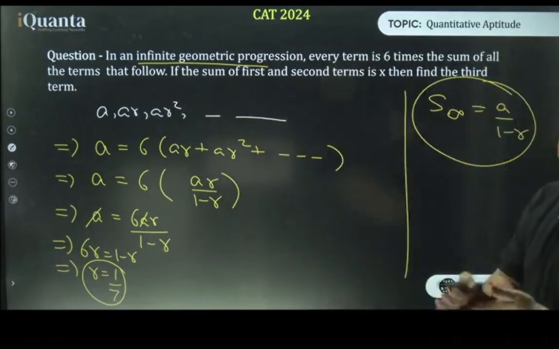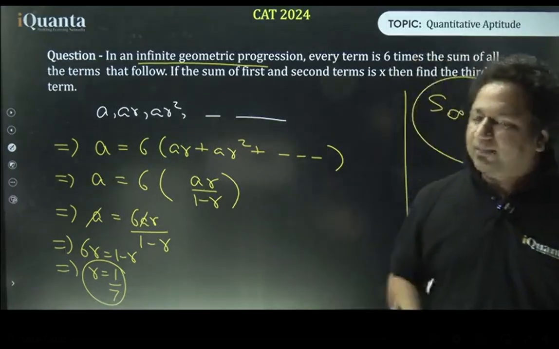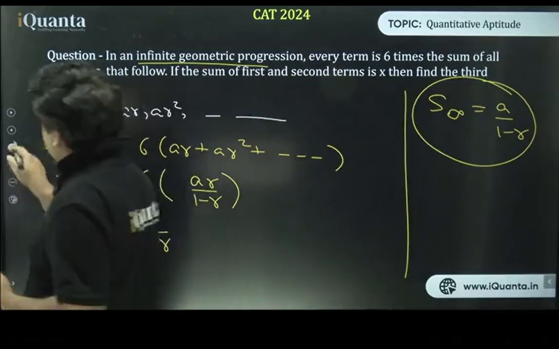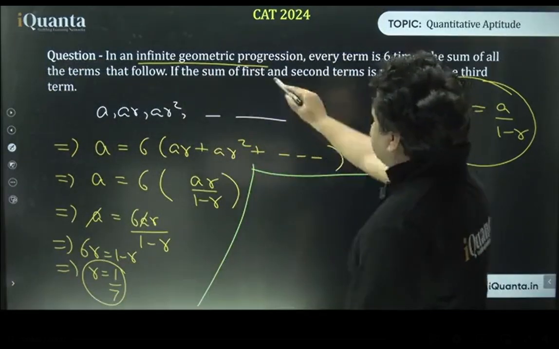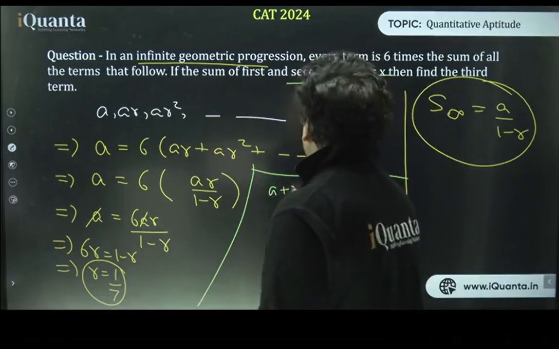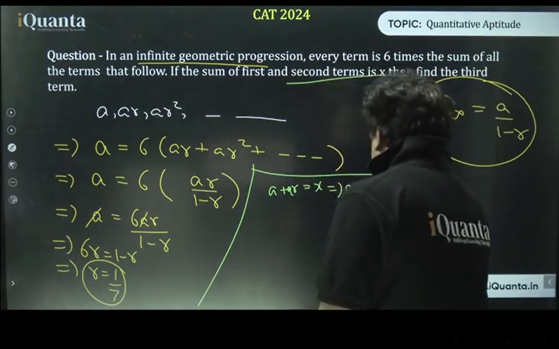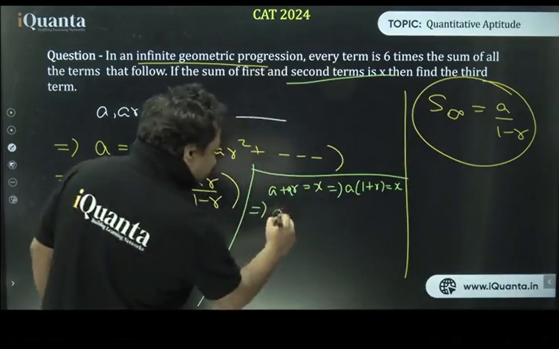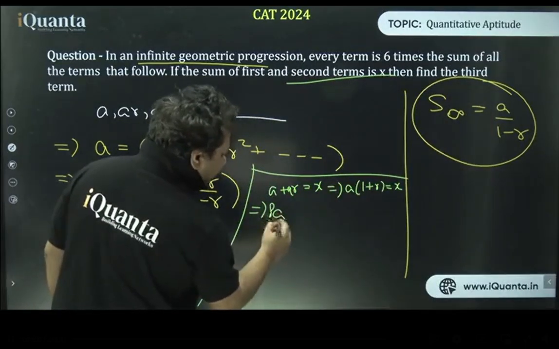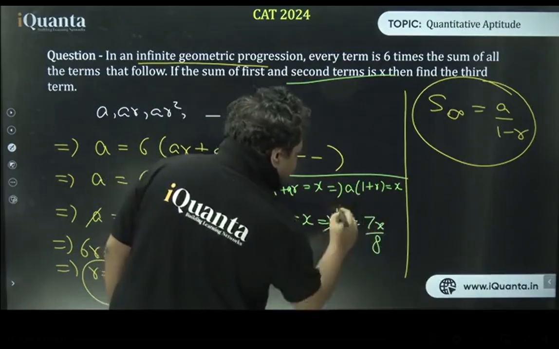Clear to all of you? जिन लोगों ने 6x आंसर मार्क किया है उनका गलत है. I hope you got it now. R is equal to 1 by 7. It says sum of first and second term is x. That means A plus AR is equal to x. It's given in the question, which means A times 1 plus R is equal to x. If I put R as 1 by 7 here, what do I get? A times 1 plus 1 by 7, that is 8 by 7. So 8A by 7 is equal to x, which also means A is equal to 7x by 8. We have A, we have R.